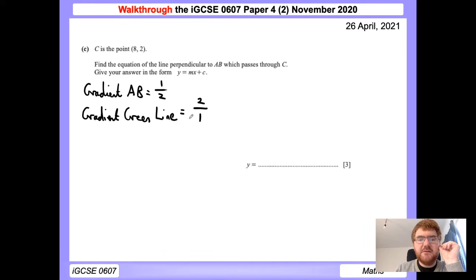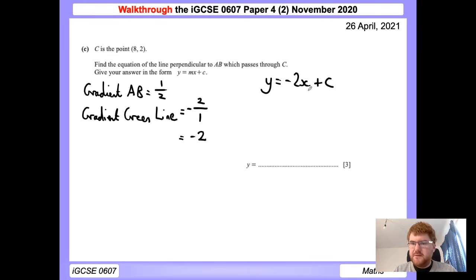So we have a plus here, so we're going to switch that to a minus. Again, we don't usually write this, minus 2 over 1. We just write this as minus 2. So the gradient of the green line, the steepness of the green line, is equal to minus 2. At this point, we do this very similar to how we did the previous question. We write it in general form, y equals mx plus c, y equals minus 2x plus c.